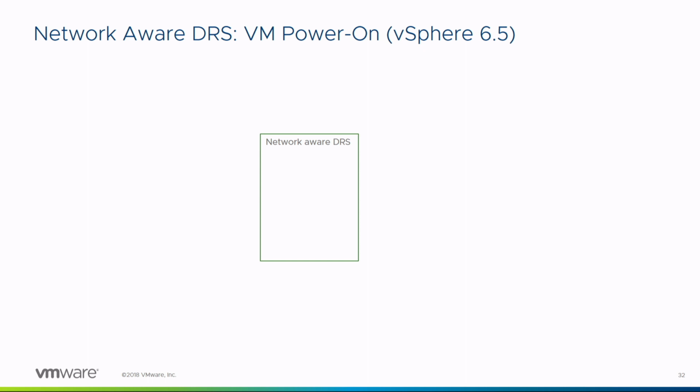But the idea is 6.5 power on and 6.7 power on are quite different. One of the good things is 6.7 power on is at least 2x faster than 6.5. So that's a good thing.